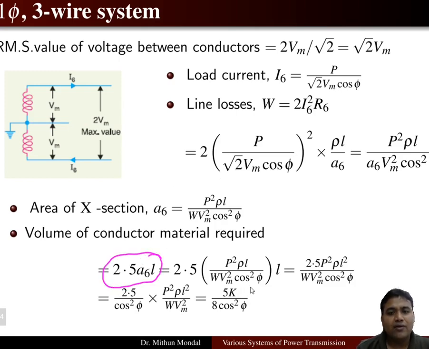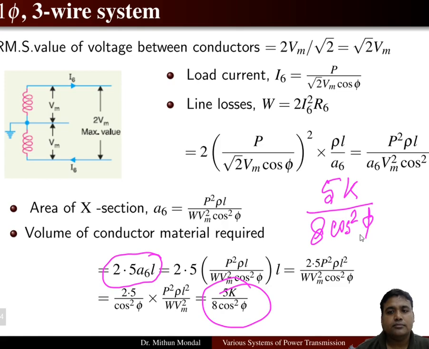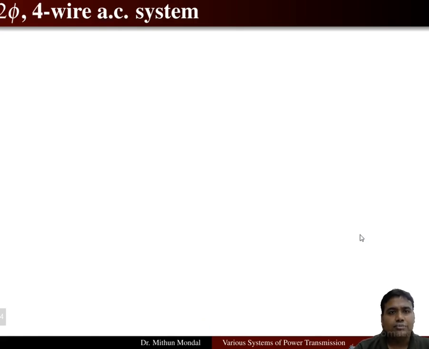You are getting 5K by 8 cos square phi. So the volume of the conductor material that you are getting is 5 times the basis comparison divided by 8 times the cos square phi. Correct? So this is a single phase 3-wire system. Now we have completed our discussion on single phase system.